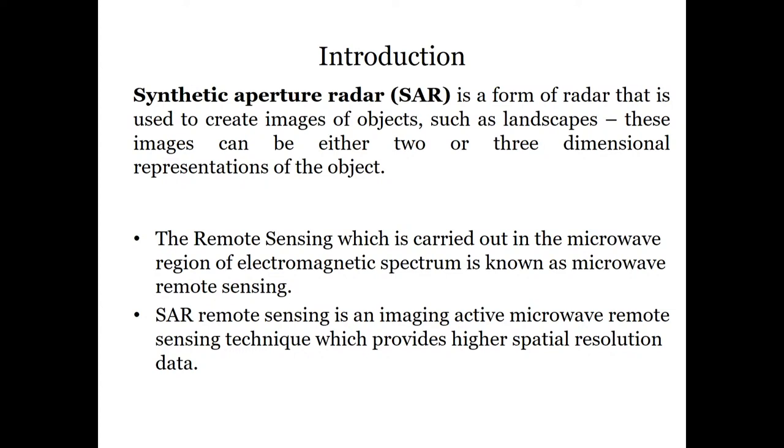Now, when one is asking about microwave remote sensing, we have already seen one can define it in a very easy way. The remote sensing which is carried out in the microwave region of the electromagnetic spectrum is known as microwave remote sensing. And if anyone is asking about the definition of SAR remote sensing, SAR remote sensing could be defined as an imaging active microwave remote sensing technique which provides higher spatial resolution data sets.